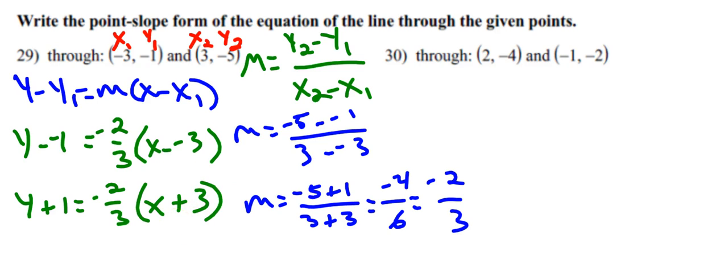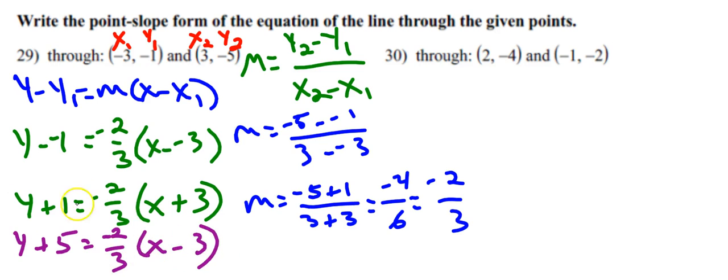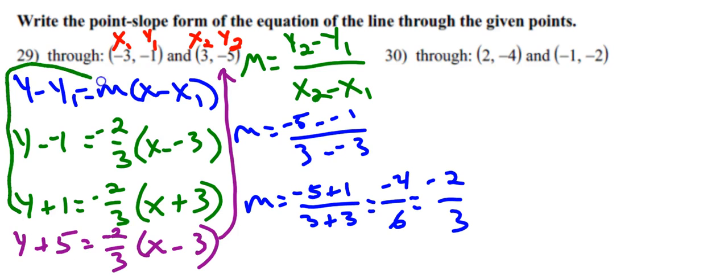That one's done. Had you used the other point, this 3 and this negative 5, you would have gotten, I'll write this one in, let's say, purple, y plus 5 equals negative 2/3 x minus 3. So either one of those is correct. It's just that this one goes with that point, and this one goes with this point.